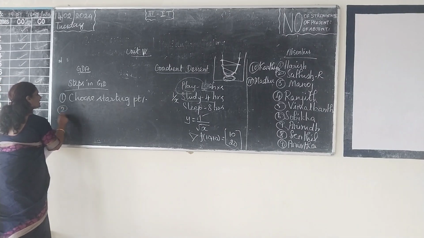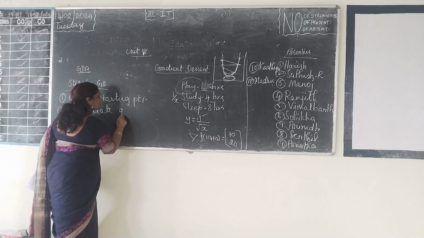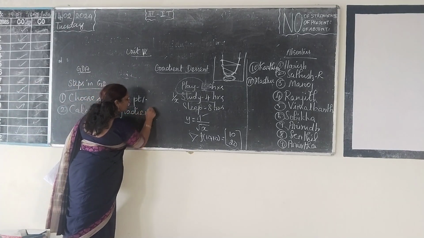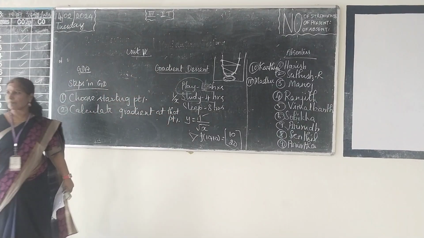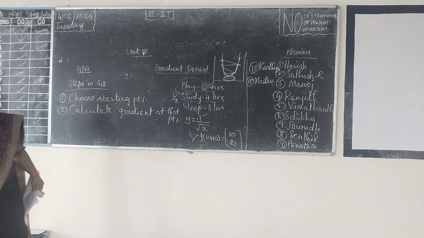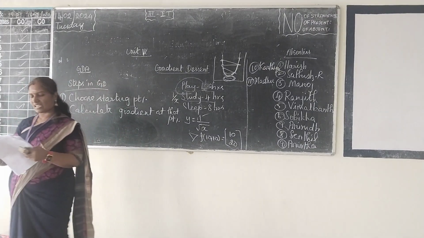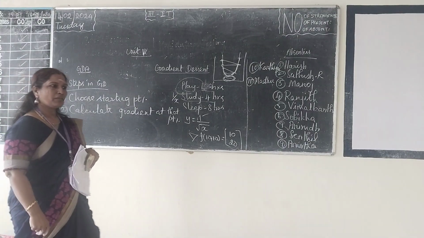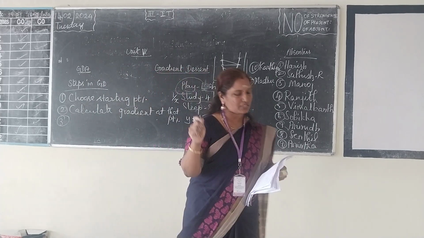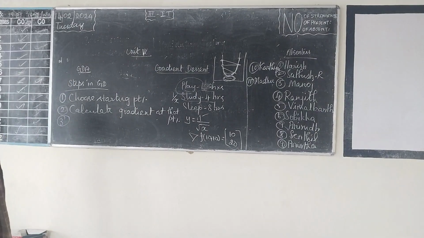Second step, calculate the gradient at that point. Whatever the initial value we have taken, with that we need to calculate the gradient. Third, make a scaled step in the opposite direction to the gradient.